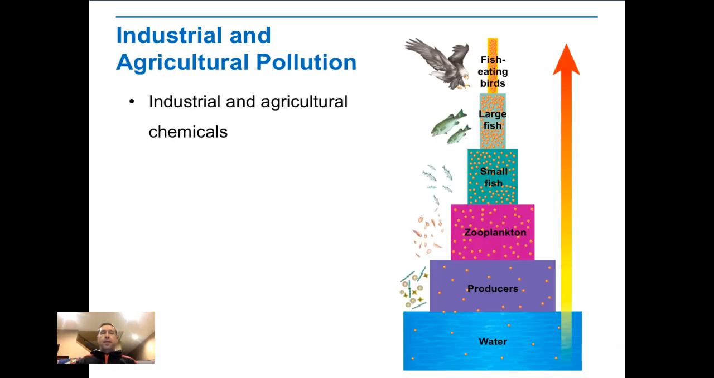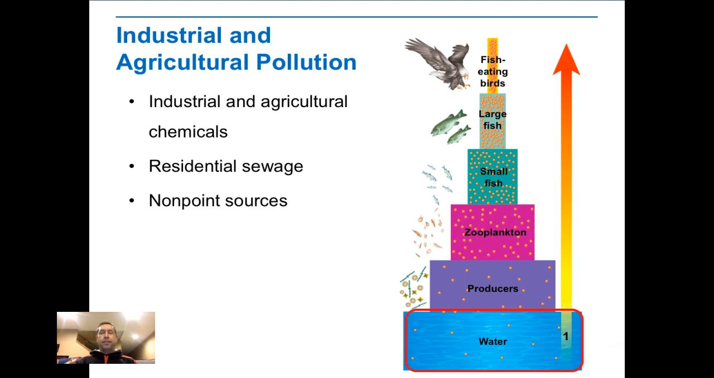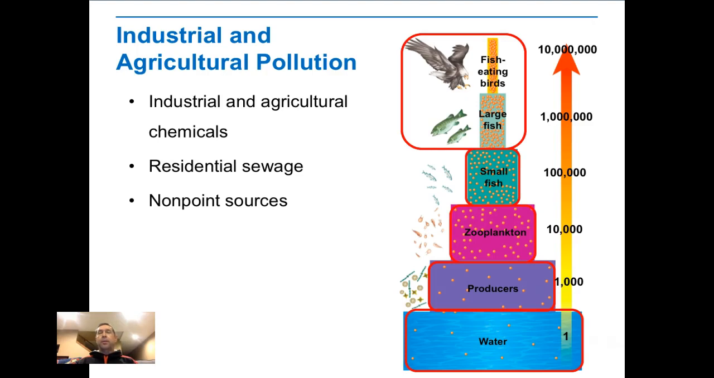So industrial and agricultural chemicals can be problematic as well. Residential sewage obviously is a problem if it's not properly treated. We have what we call non-point source pollutants. Can't identify where they specifically came from. So what happens is the pollutant gets in the water, it gets into the producers, and it moves up the food chain. And it becomes more and more concentrated through a process we call biomagnification. So the animals at the top of the food chain are more affected.